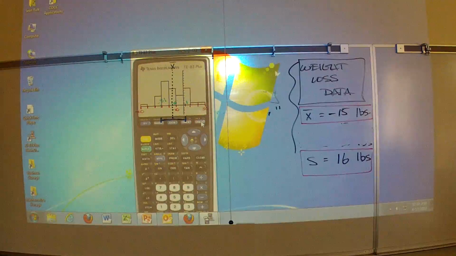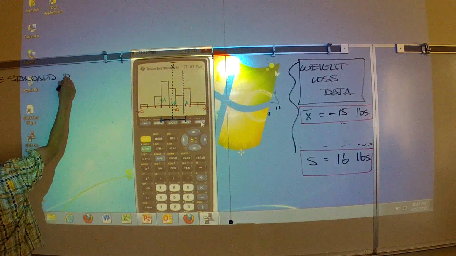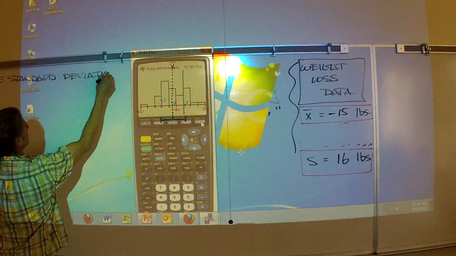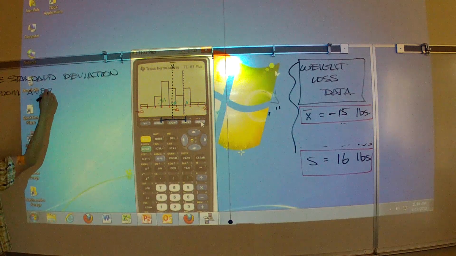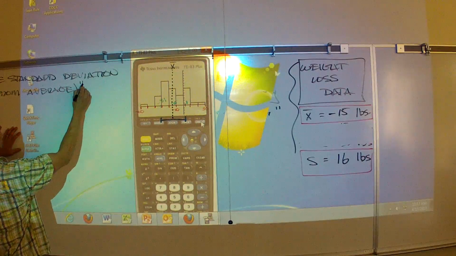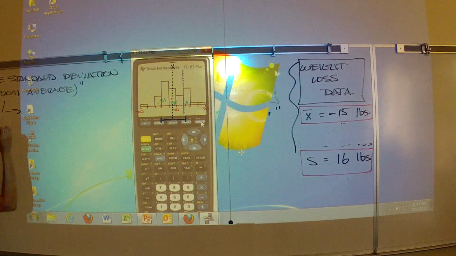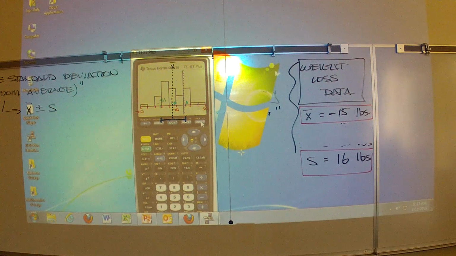So 1 standard deviation from average. And sometimes the from average is left off. Sometimes that gets dropped. I'm going to keep saying it for a while because I want to keep driving home the point that it's tied to X bar. 1 standard deviation from average is defined to be the range of values that are the standard deviation away from average up and down.